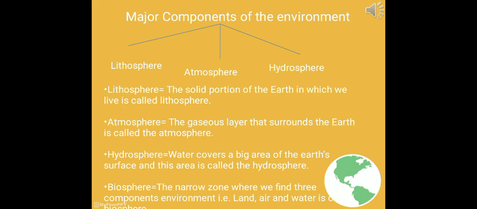Then the next most important topic is biosphere. So what is biosphere? It is the narrow zone where we find all these three components which I have already discussed, that is lithosphere, atmosphere and hydrosphere. In short, we can say land, air and water is called the biosphere.